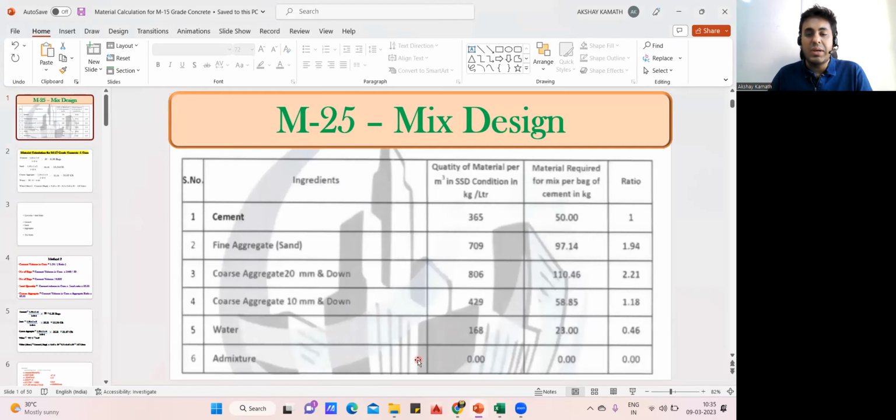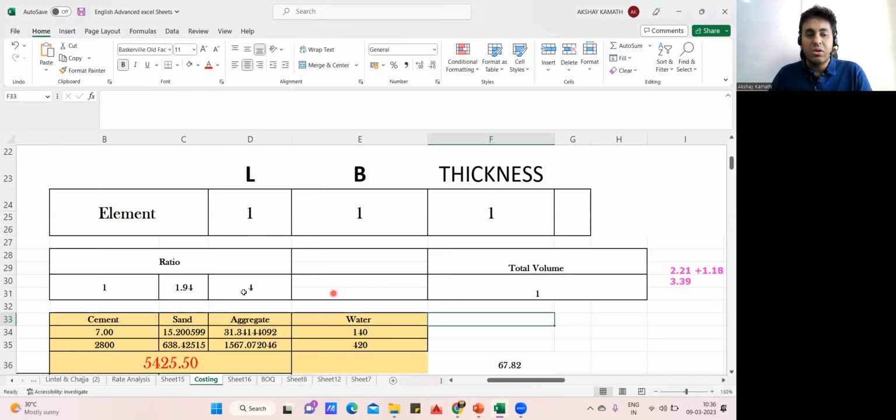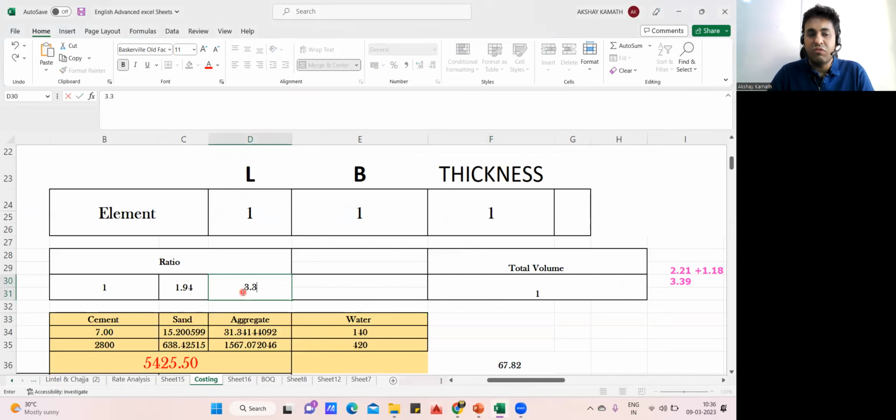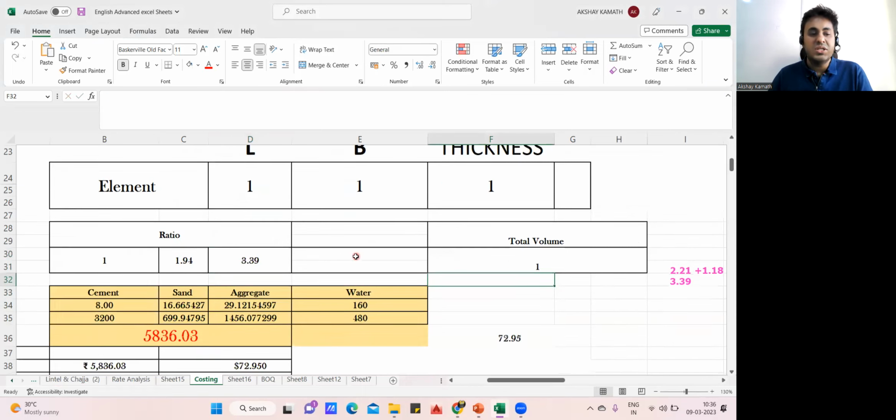So here what these people have done, 20 mm he has given 2.21, 10 mm he has given 1.18. You can add both, that is 2.21 plus 1.18, you add it. So 2.21 plus 1.18, this will give me 3.39. So 3.39, I'll input in my Excel sheet. So come here. So here you put 3.39, finish. You got the complete estimation here.